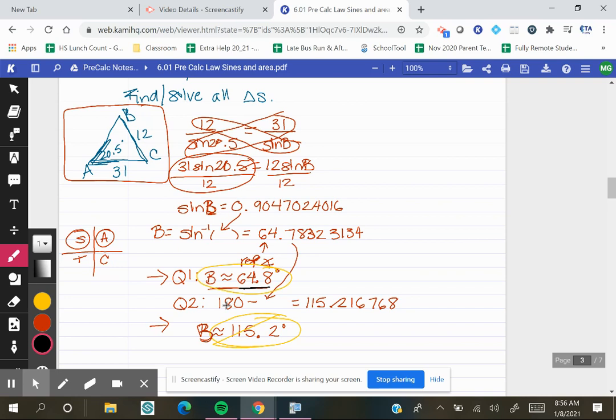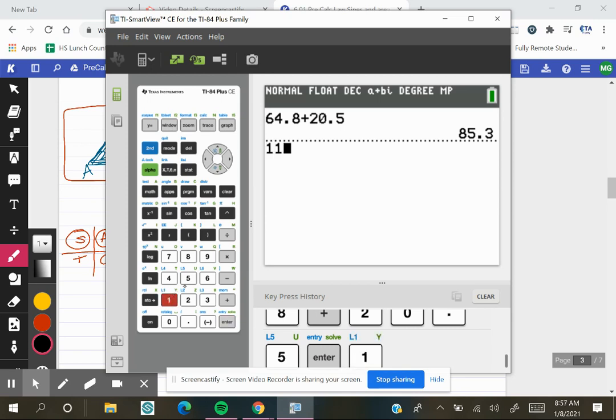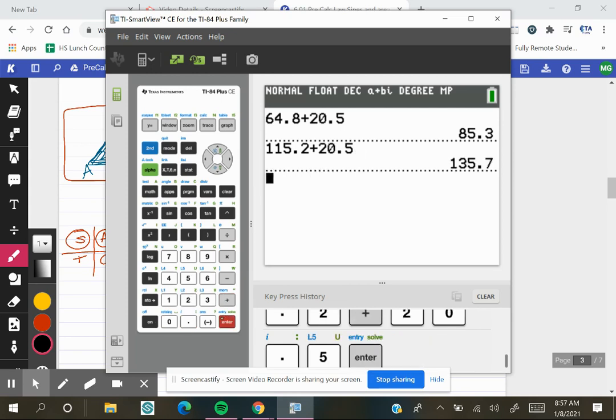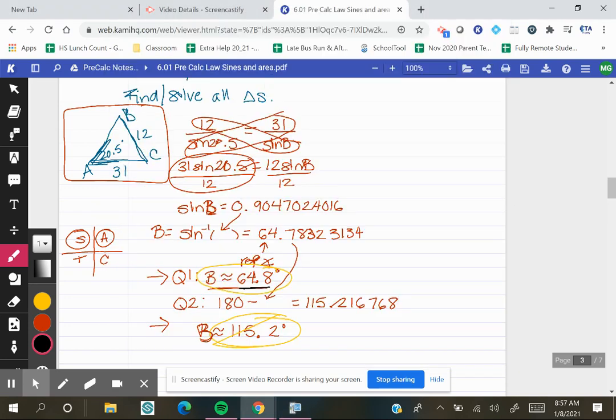Let's check 115.2 now. So I'll take 115.2, and obviously I'm just using rounded values to see if these would work. Is that under 180 degrees? Yes, so they both work, which means if they both work, I have two different triangles.